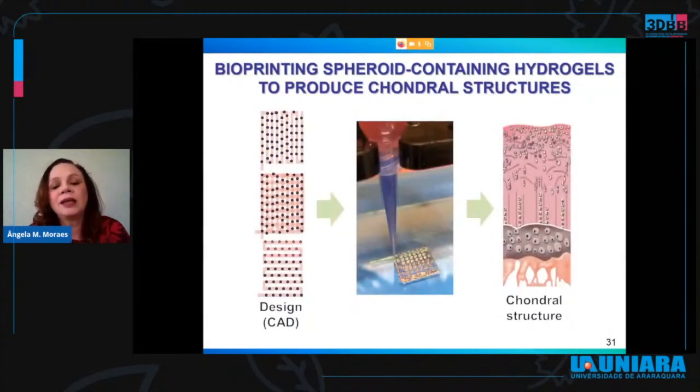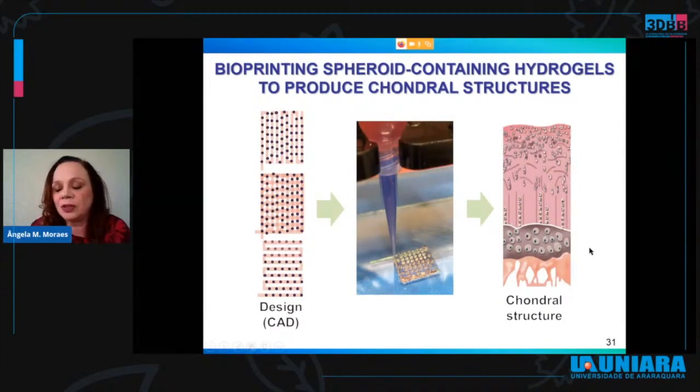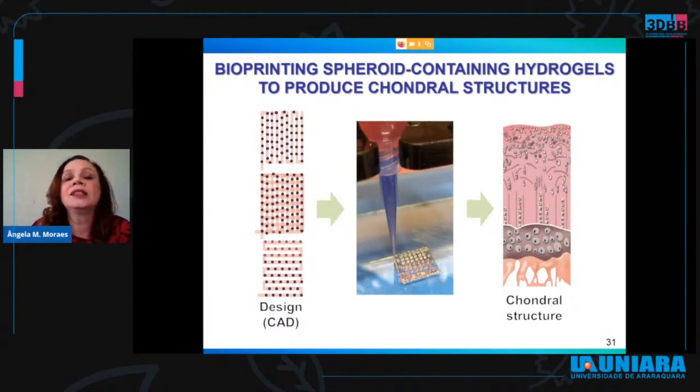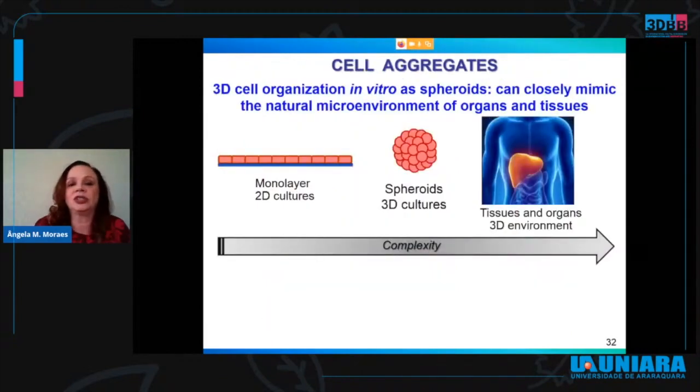Another work that we developed was on bioprinting spheroid-containing hydrogels to produce chondral structures. So the idea was to do here a CAD design of a structure, to bioprint it, to try to mimic the structure that we would have for substituting part of a cartilage. In this case, the medical intervention should be a bit more aggressive. It should involve an implantation of the obtained material, not an injection.